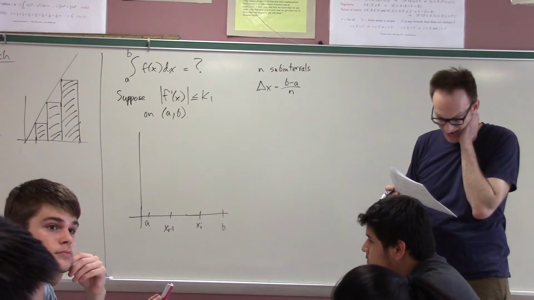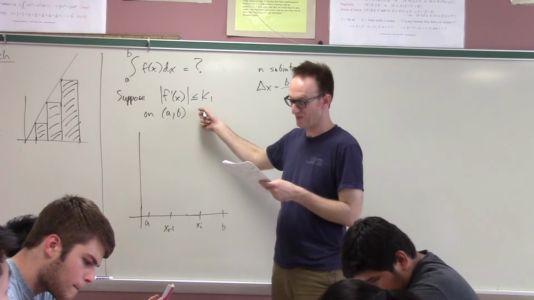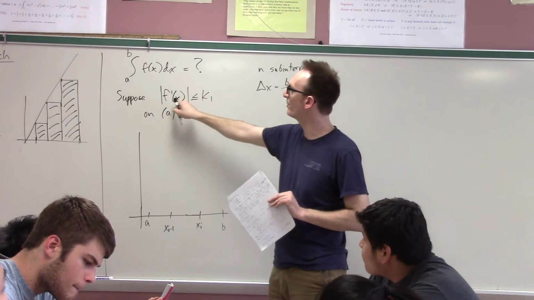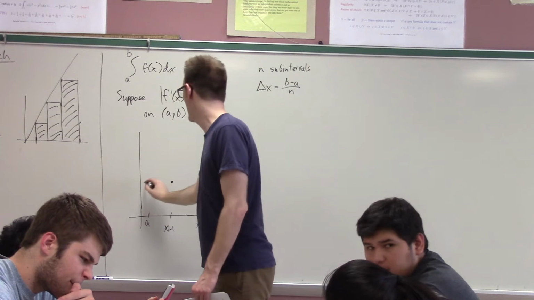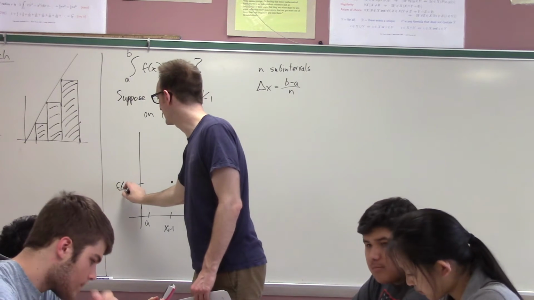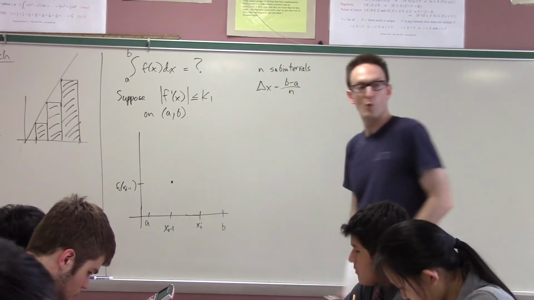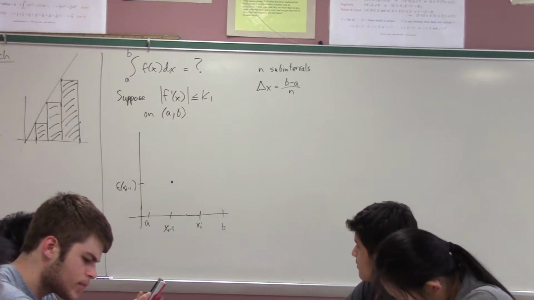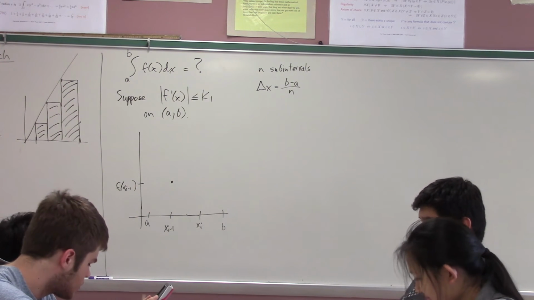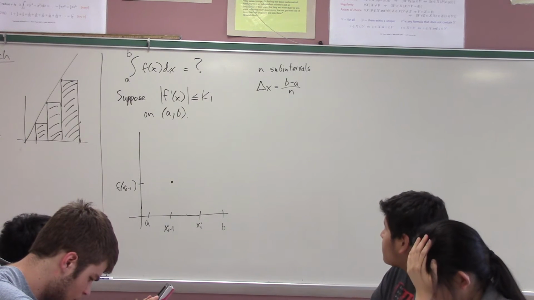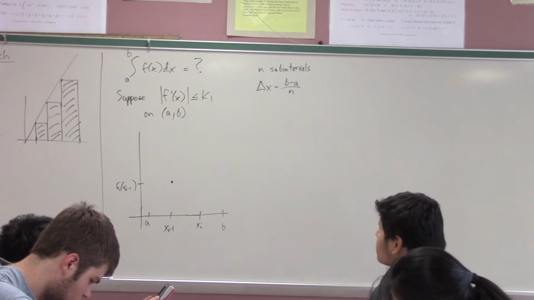And what we're now going to do is work on this assumption that this function has an upper bound on the size of the derivative. So let's just take some point over here, and let that be the value of the function at the left endpoint of the ith subinterval. What can you tell me about the value of the function at the right endpoint of the ith subinterval, based on the fact that the derivative is capped at k1?